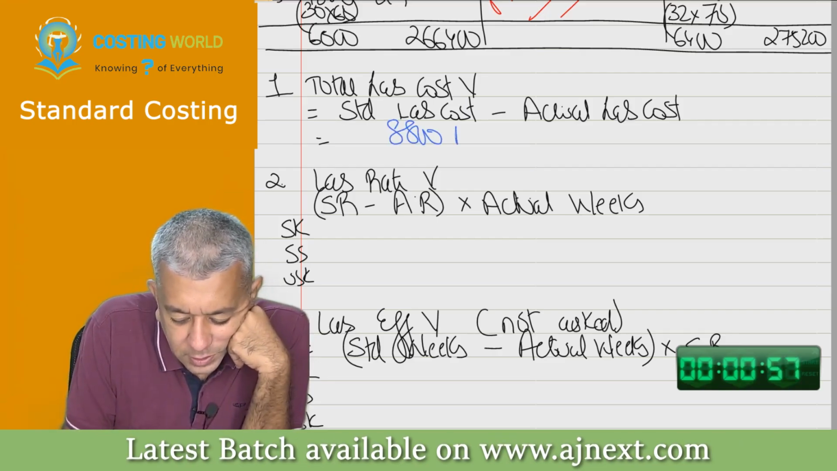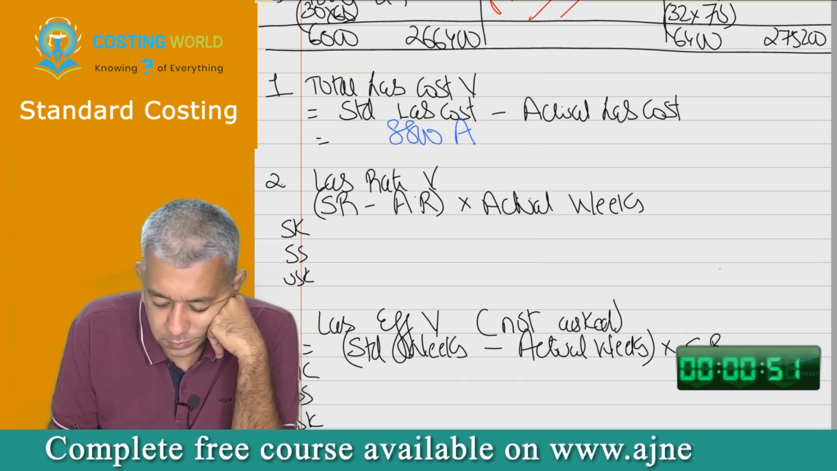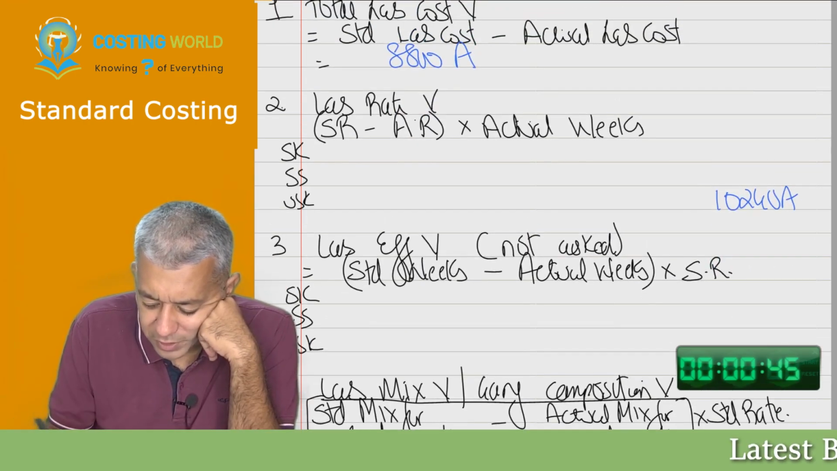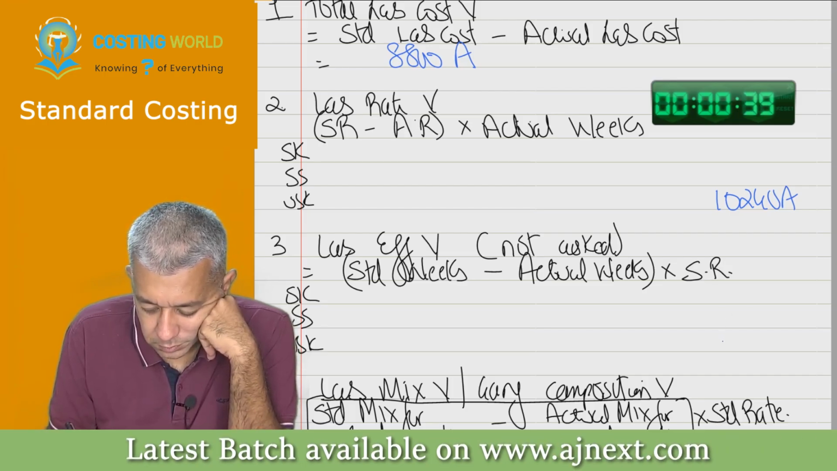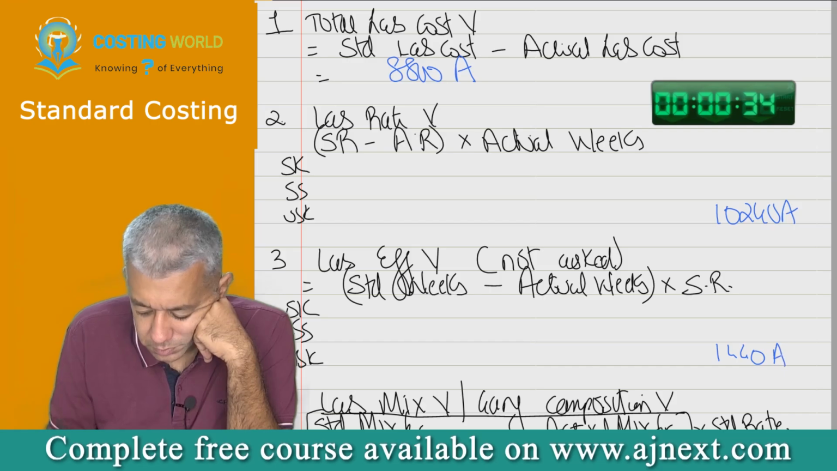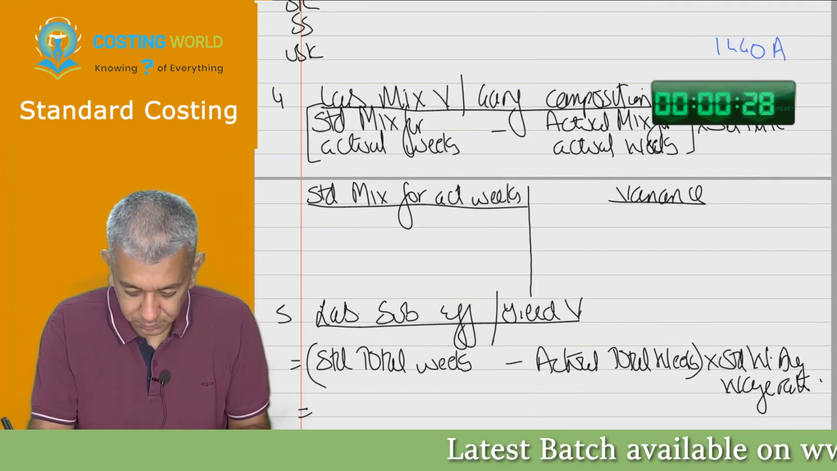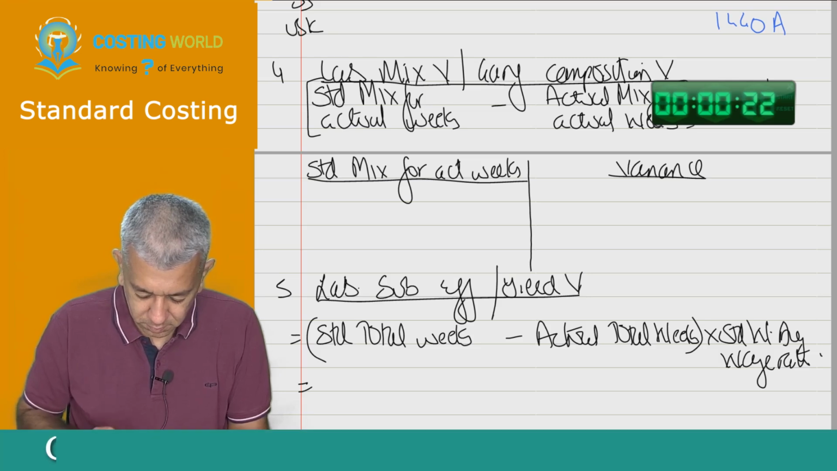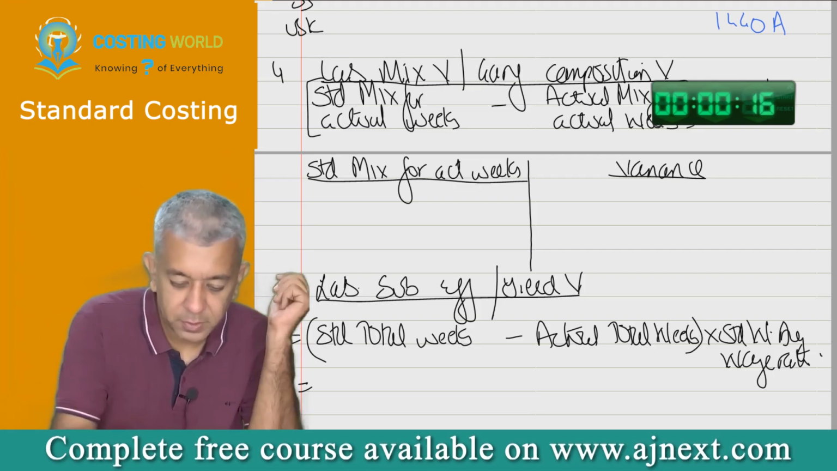First variance is 8800 adverse. If somebody has done the second one, your second variance is what, beta? 1040 adverse. Third, that we are doing for time pass, but if somebody has done it, 1440. So then I think it's 1440 favorable. Favorable, okay.